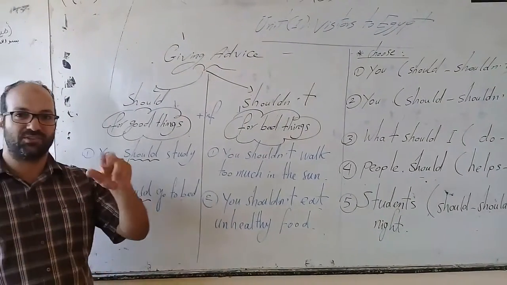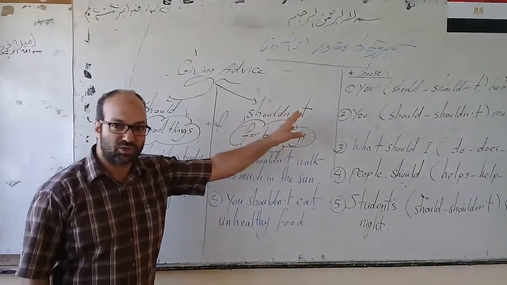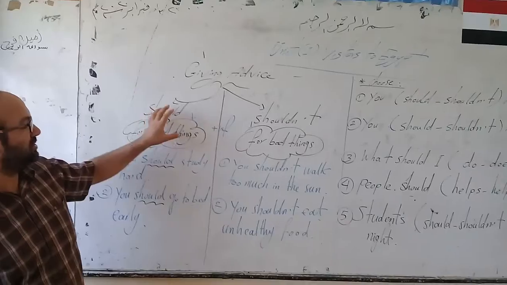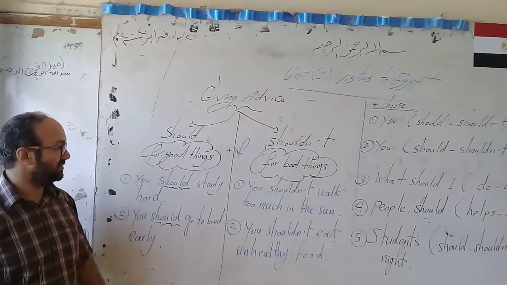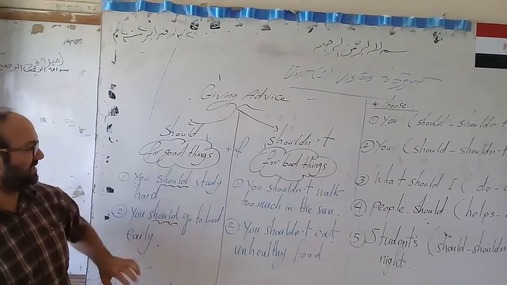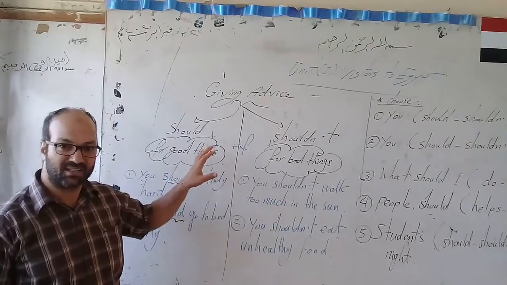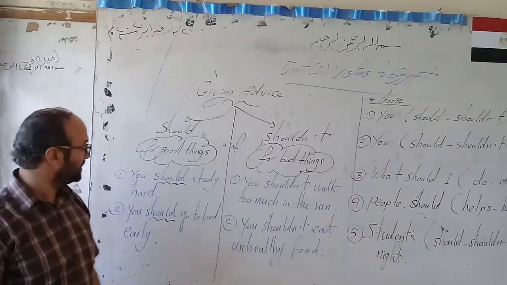We have two ways to give advice. Number one, should. Number two, shouldn't. After should and shouldn't, we use the infinitive, the verb in the infinitive. Should is used for good things. Shouldn't is used for bad things.